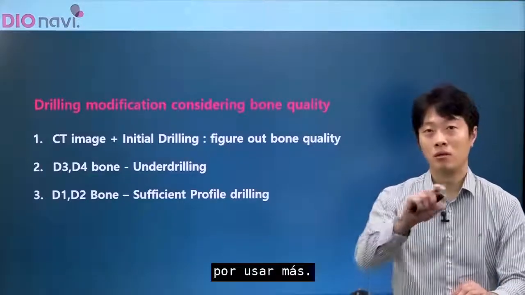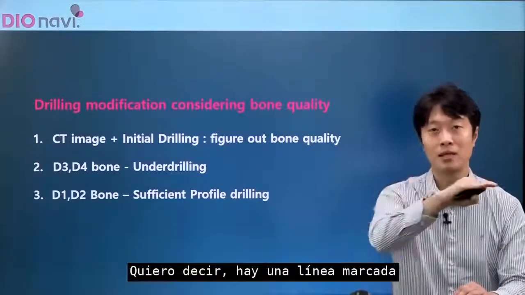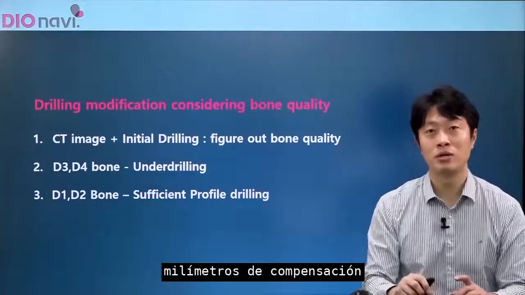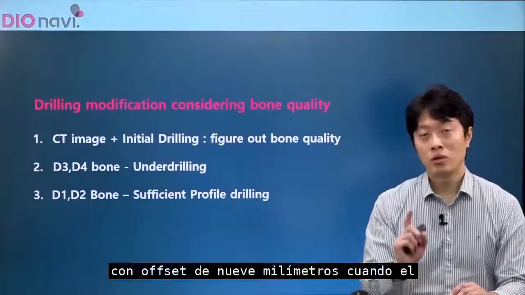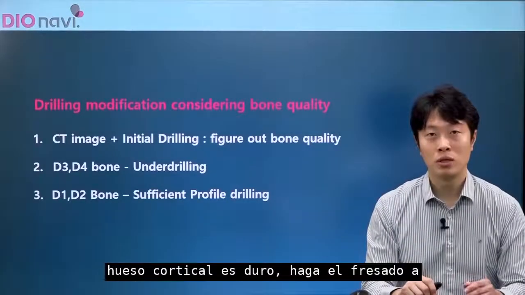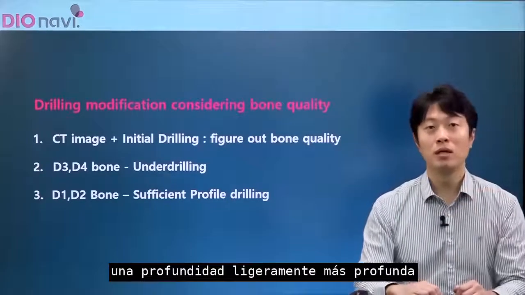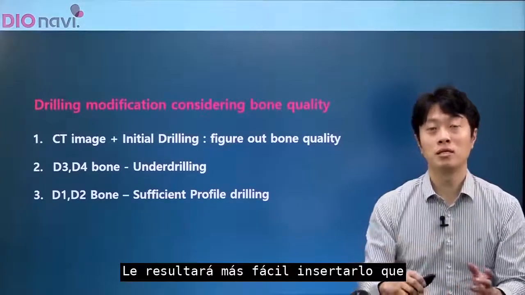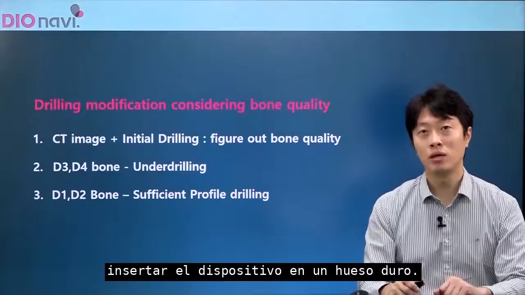By use more, I mean there's a marked line. I said earlier that the lowest line is 9 mm offset. With 9 mm offset, when the cortical bone is hard, drill to a slightly deeper depth than the corresponding depth. You will find it easier to insert than inserting the fixture to a hard bone.